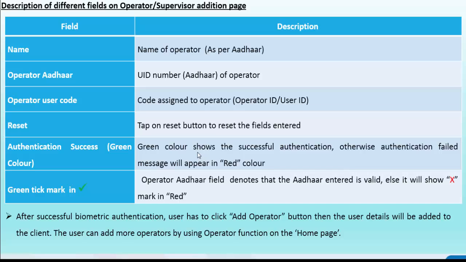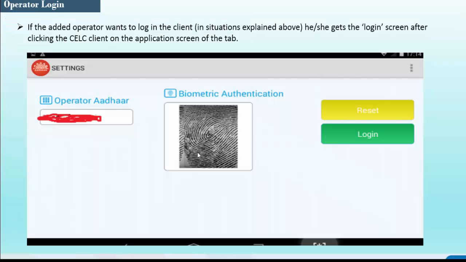Authentication success: if it comes in green color, then authentication has happened successfully with the CIDR. If you get a red X mark symbol, it means it is not authenticated properly, so you have to do the same exercise again. After successful authentication, your operator ID will be added in the CLC client. Once you have added the operator, the application will be closed automatically. Then you have to open the application again, and it will forward you to the operator login screen.